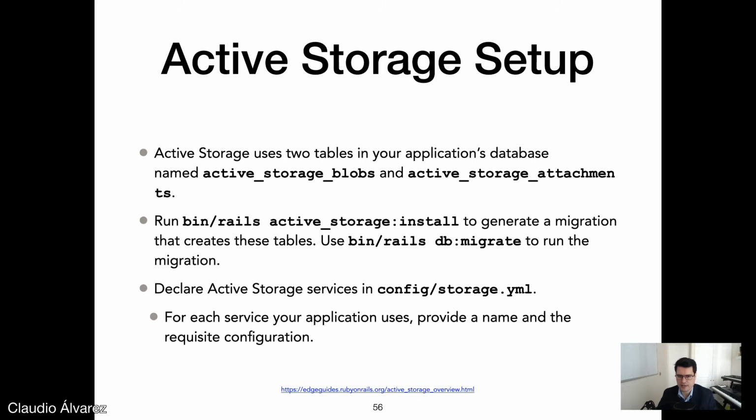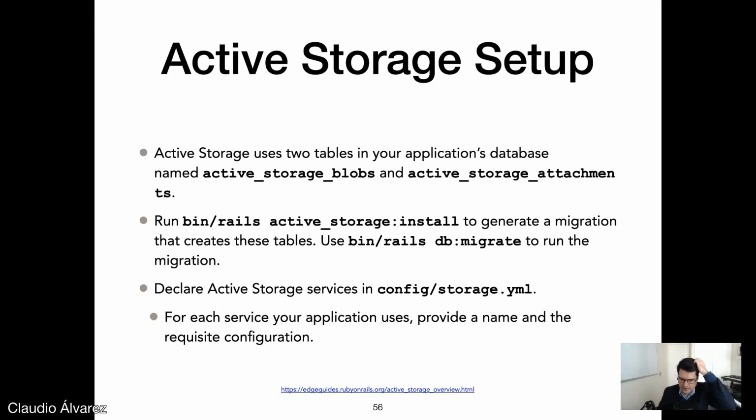Active Storage requiere que se generen dos tablas en la base de datos. Ya hay un Rails task o rake task que instala Active Storage, que es bin/rails o rails nomás, o incluso rake active_storage:install, and this will generate a migration that creates the tables that are listed above. So then you can use simply db:migrate to run the migration, and these two tables, the storage blobs and storage attachments, will be created.